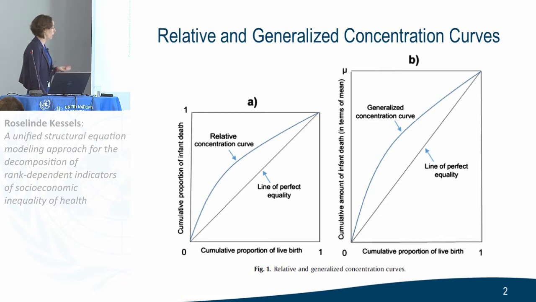Now, further on, how do we need to interpret these graphs here for this particular example? On the vertical axis, you see the cumulative proportion of our health variable, which in this example is an ill health variable. It represents the infant mortality, whereas on the horizontal axis, the x-axis, we have the cumulative proportion of our targeted population, which in this example are babies that have been born alive, the live births.